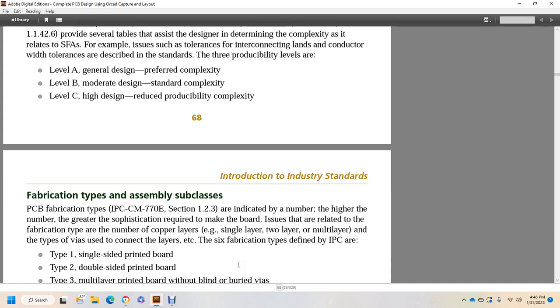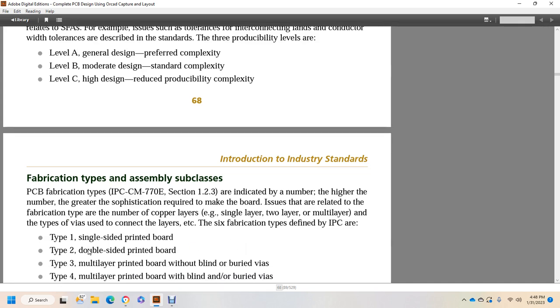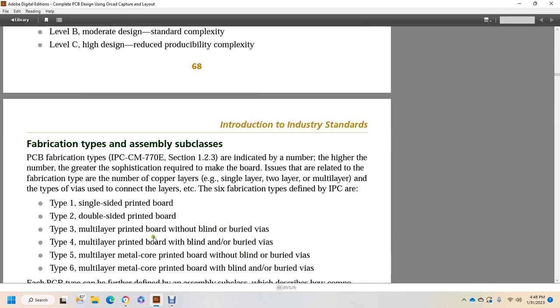The fabrication types defined by the institute for printed circuit boards are: type 1, single-sided printed board; type 2, double-sided printed board; type 3, multi-layer printed board without blind or buried vias; type 4, multi-layer printed board with blind or buried vias; type 5, multi-layer metal core printed board without blind or buried vias; and type 6, multi-layer metal core printed board with blind or buried vias.